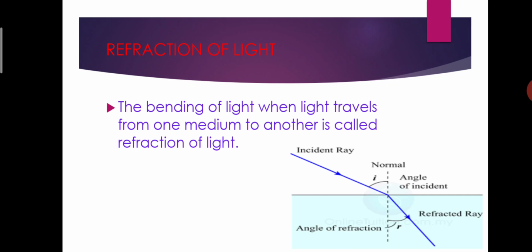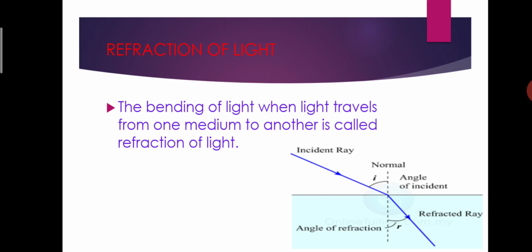See in this picture, you can see the incident ray which comes from one medium. This dotted line is the normal and this small i is the angle of incidence. We all know about these terms from chapter 16. When the incident ray enters from one medium into water, another medium, what happens? It displaces from its normal position, and that is called the refracted ray. So this process is called refraction.